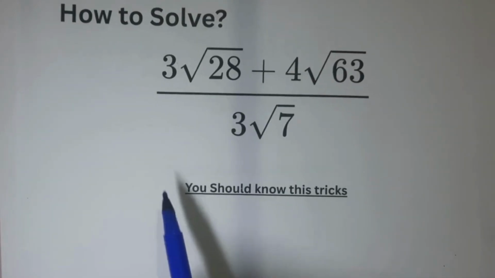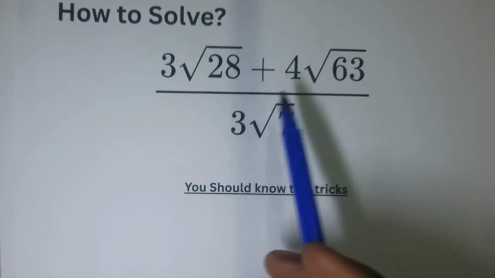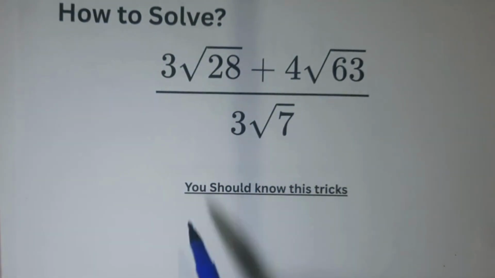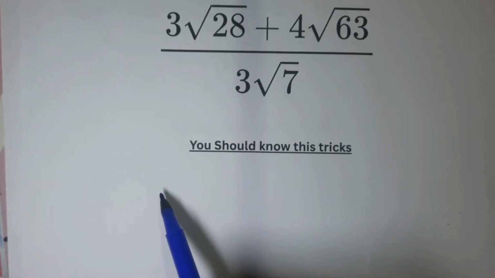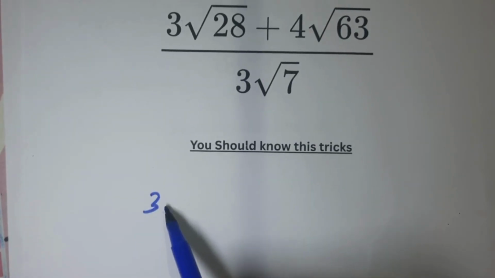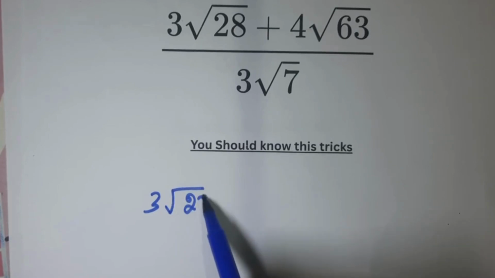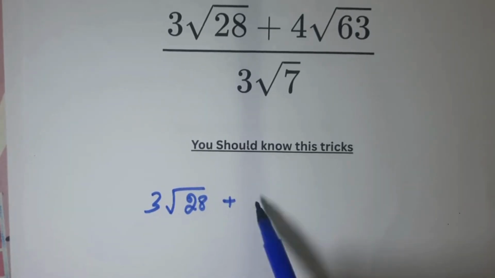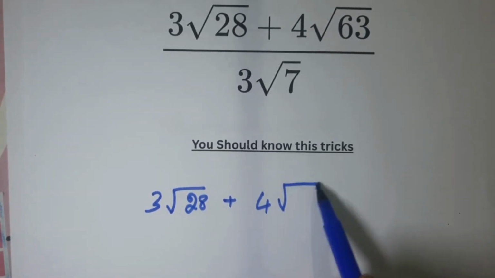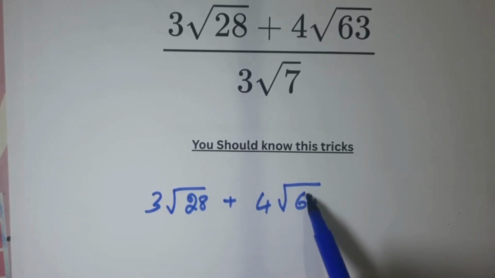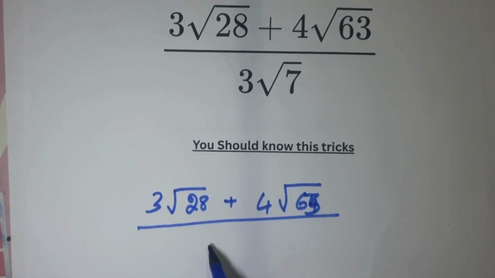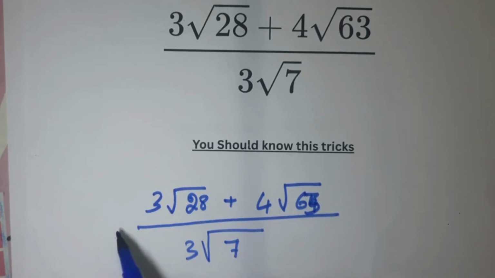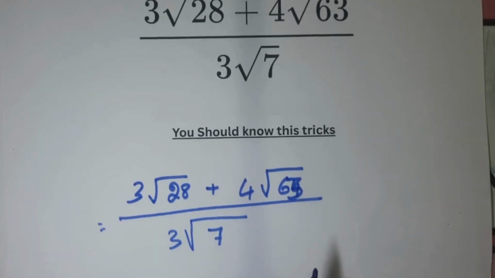Today we are going to solve this equation which is in square root. This is a very simple and easy trick which we are going to solve. Okay, this is now 3 square root of 28 plus 4 square root of 63, divided by 3 square root of 7. This is the equation given. We are going to solve this equation.